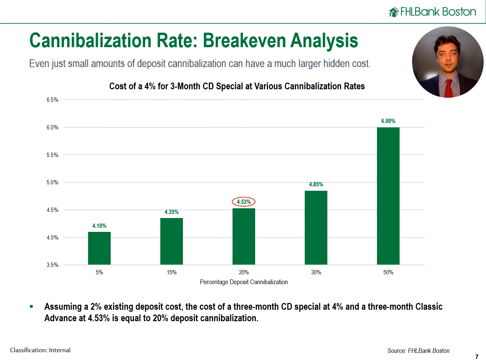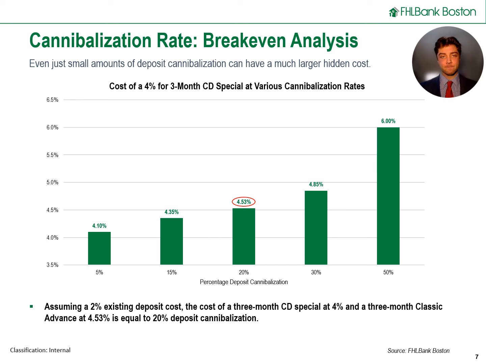Now I'd like to take a look at the marginal cost of a CD special at various levels of deposit cannibalization. This kind of analysis is valuable because I think the question that should be asked in ALCO when you are considering a deposit special is, what is the break-even cannibalization rate where the special being considered will cost the same as an advance? And do we anticipate our cannibalization rate to be lower or higher? If you anticipate a higher rate, it is at minimum worth considering using an advance to raise the new funds that you need.